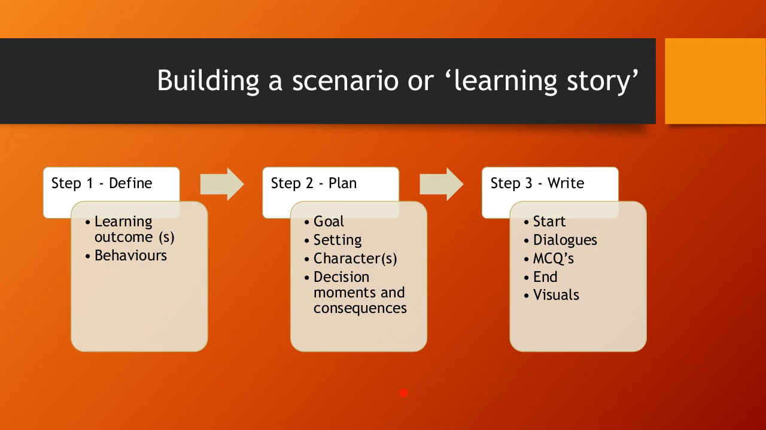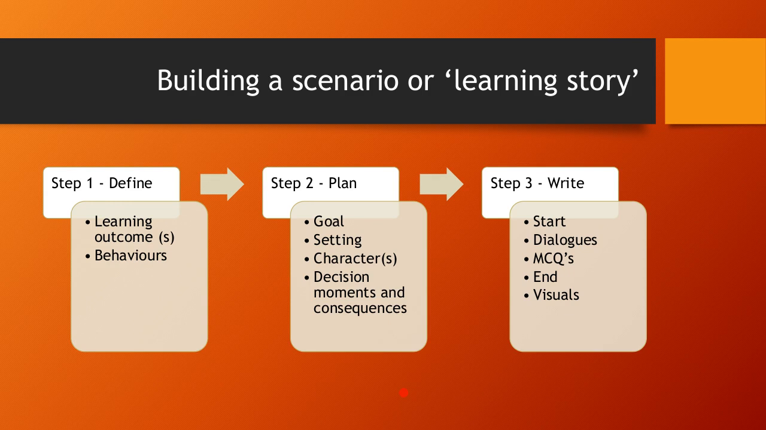And so this is, let's say, the theoretical background. So first of all, the really, really important thing, as all of you undoubtedly know, is to have a really good basic learning needs analysis. What are the learning outcomes we are after? What are the behaviors and the skills that we want people to learn from this? And those will define your story, they will define your choices. And from that, you make the goal clear, you decide on a setting, you decide on characters, and you write your decision moments and consequences.